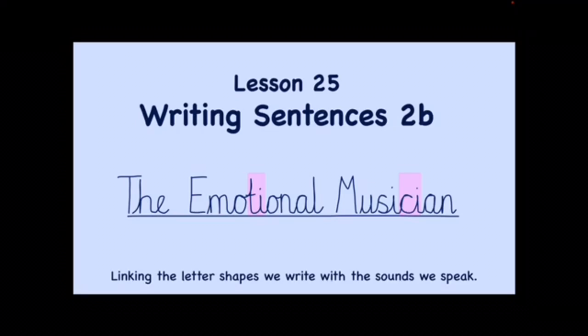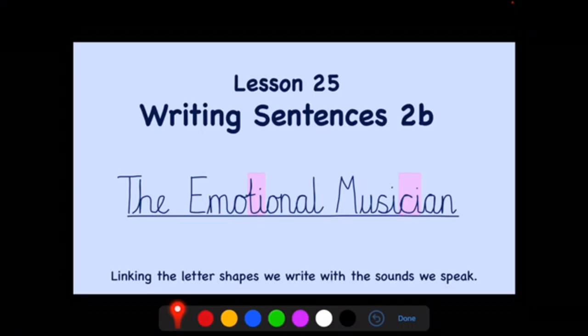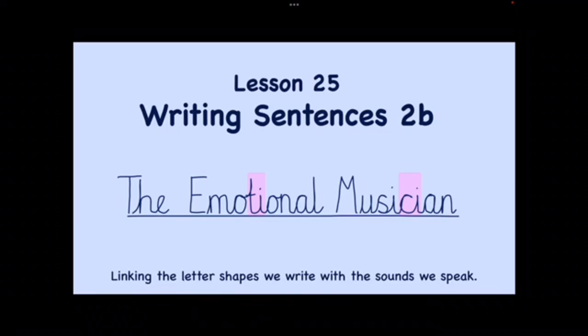And you might be thinking, oh, hang on, this shun isn't at the end of the word. But emotion is a word. I've added the suffix al. The emotional musician.